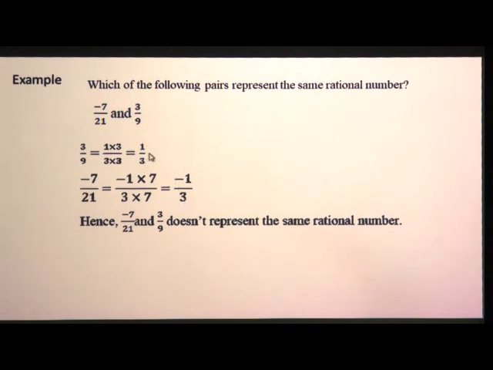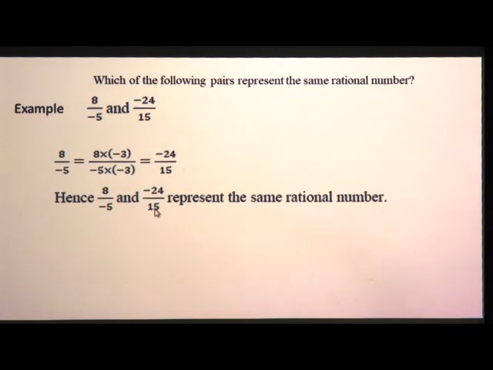If both are 1 upon 3, then we can say these rational numbers are equivalent, or we can say the given rational numbers are same. But here, after reducing it, we are unable to find the same rational numbers. So, we say it does not represent the same rational number, or they are not equivalent. We will see one example which will have the same rational number.